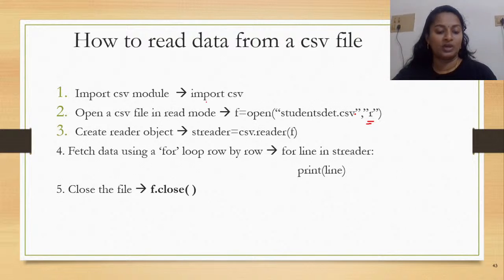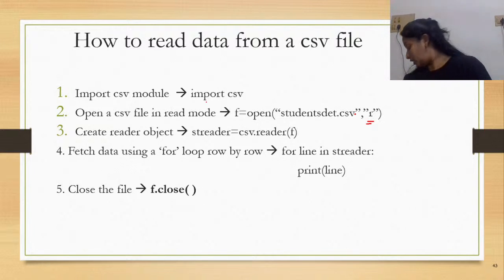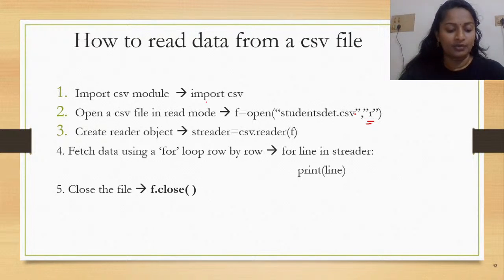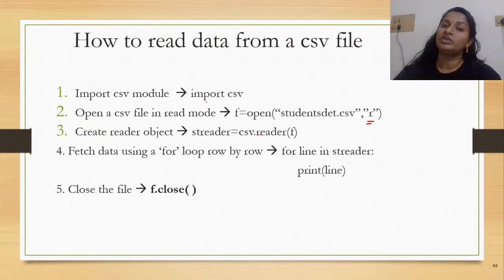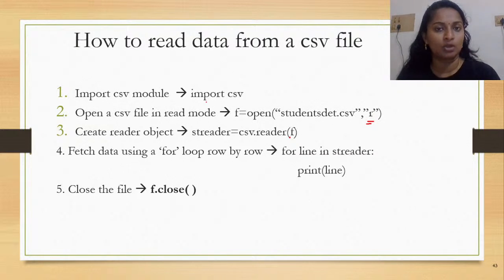We are going to create the reader object. So how do you create the reader object? By using the reader function. Once you invoke the reader function, it would return the reader object. So how do you invoke the reader function? The name of the module, csv.reader, and inside the reader function you would pass as the argument your file object or your file handle.